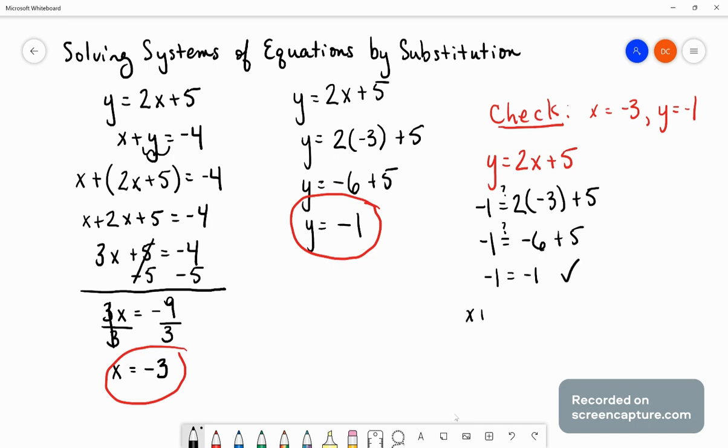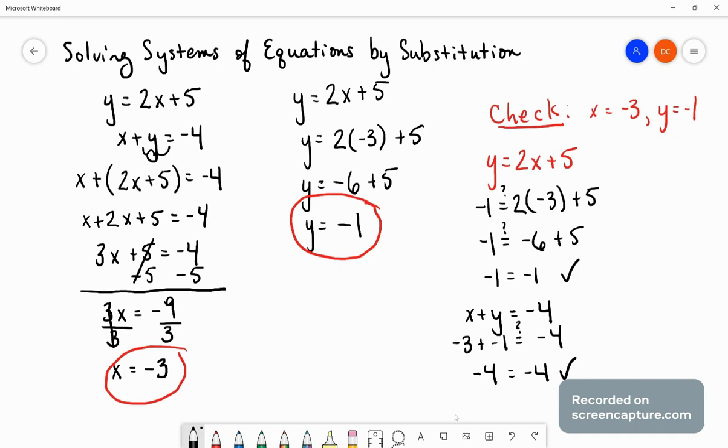x plus y equals -4, right? And again, we're just going to put in -3 plus -1, what are our answers, right, equals -4. Does that work? Well, yeah, -3 plus -1 is equal to -4. So check, yes. Okay, so you can see, right? This is just our substitution method, right?